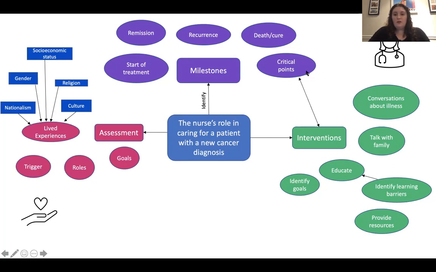This is another really important connection for us to understand between critical points and interventions. A critical point can impact what interventions are done the same way interventions can impact critical points. For example, if a patient needs to be hospitalized due to a severe side effect from their chemotherapy, they most likely won't be able to receive that agent in the future. And then this would become a critical point in their transition that would then affect further future interventions.